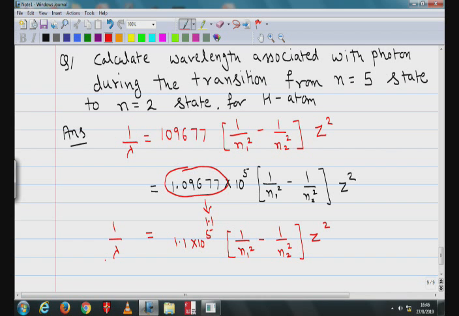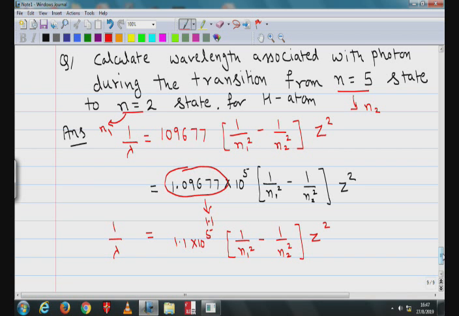Guys, next thing. How do we decide which one will be n1 and which one will be n2? Remember one thing. n1 will always be the smaller value and n2 will always be the bigger value. So, as in this case, this one should be n2 because this is the bigger value, and this one should be your n1 because this is the smaller value. Guys, have you got it? Remember, n1 will always be smaller than n2. Now you have to just put the values and solve it.